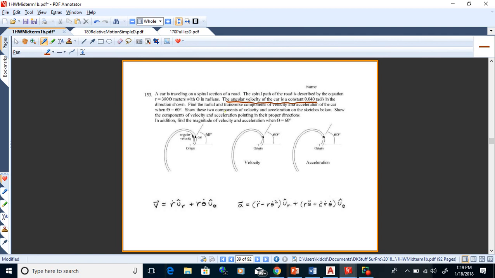Find the radial and transverse components of the velocity and acceleration of the car when theta equals 60. Now watch it though, because we've got theta in radians. And so 60 is what? Is that pi over 3? But of course we wouldn't use anything like pi over 3 because we're engineering types, so we don't do that. We call pi over 3 1.05 or 1.047 or something like that.